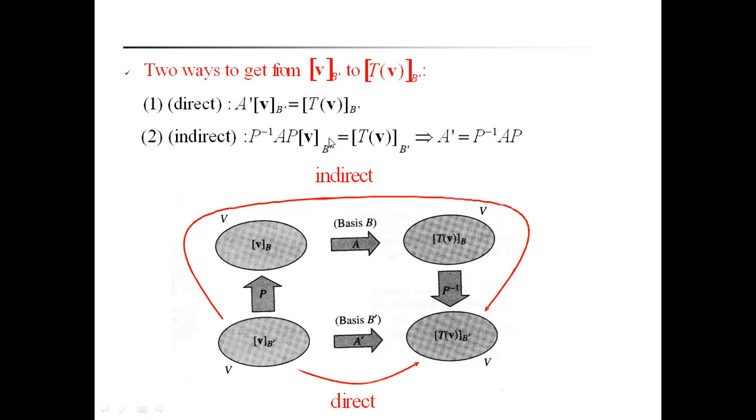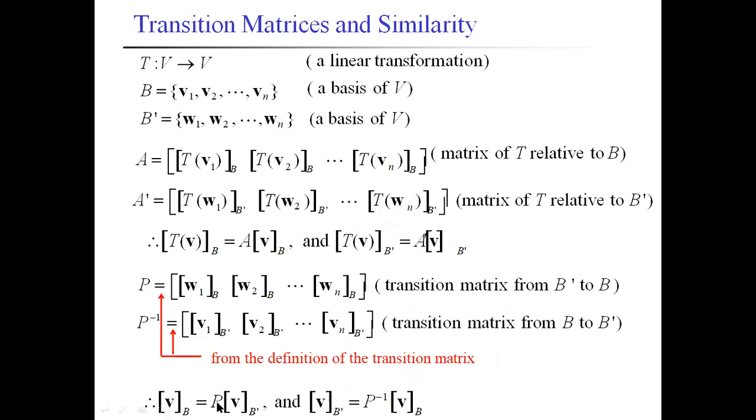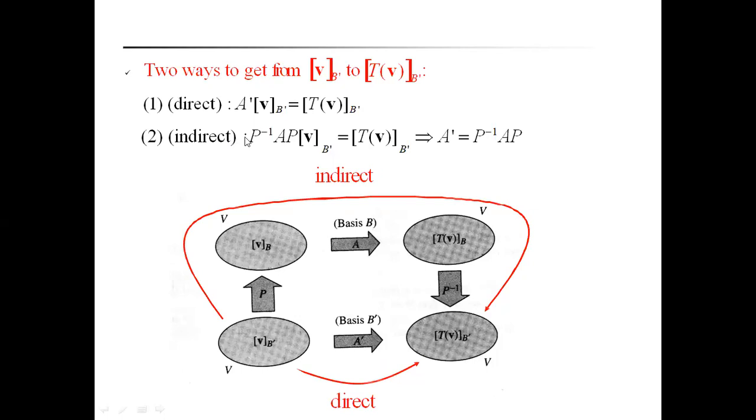For the indirect method, we have to use the transition matrices. Here we know how to find the transition matrix P and the transition matrix P inverse. Therefore, P inverse into AP, into the coordinate matrix of V relative to the basis B dash, is equal to T of V relative to the basis B dash. That implies A dash is equal to P inverse into AP. By using this formula, A dash is equal to P inverse AP.